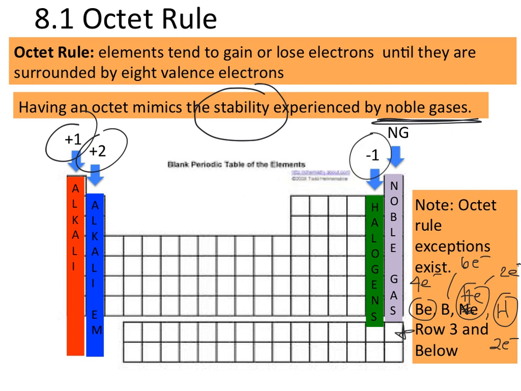However, there are also exceptions to the octet rule in row 3 and below. And we talked about that when we discussed Lewis structures. Basically, row 3 and below can have an expanded octet, so they can take on more than 8 electrons and subsequently give you a unique set of bonding because of the new orbitals that are accessible.